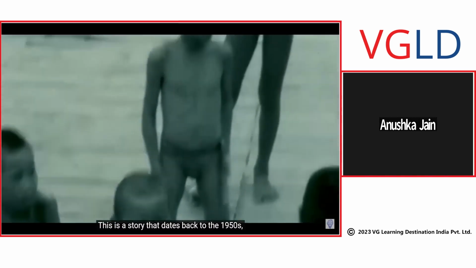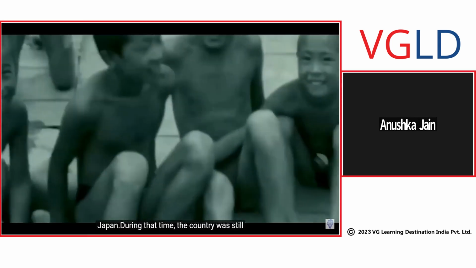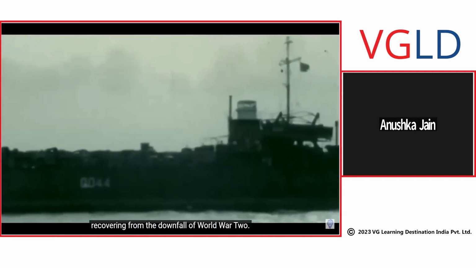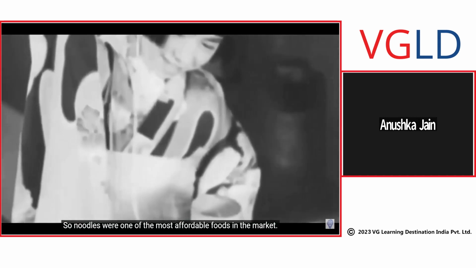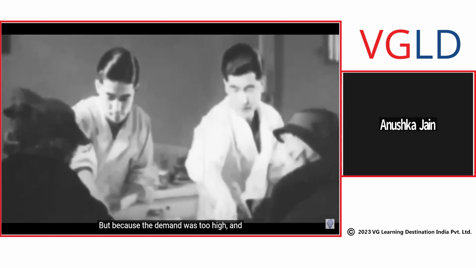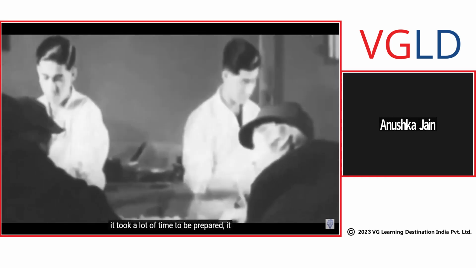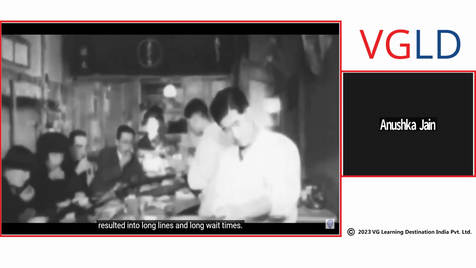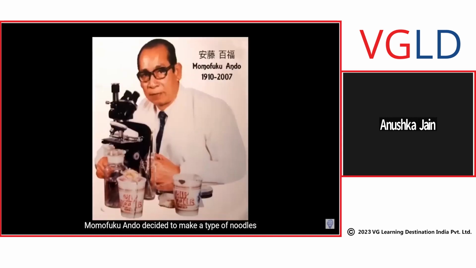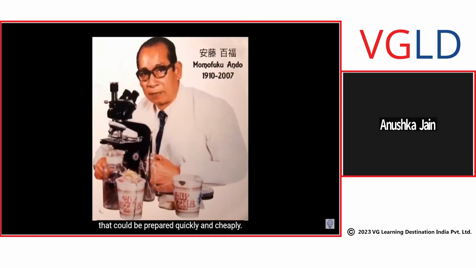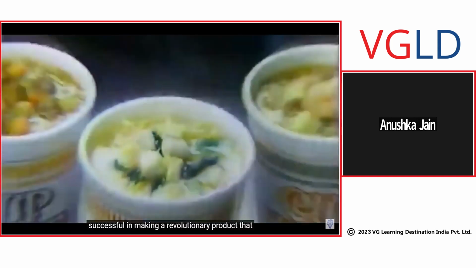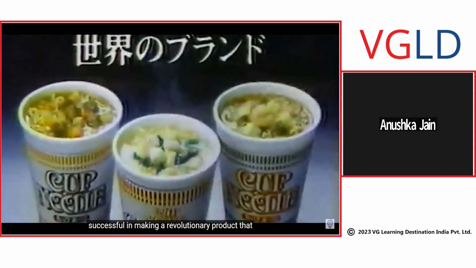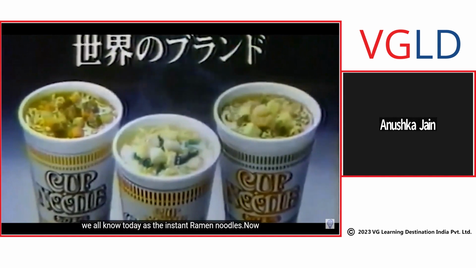This is a story that dates back to 1950s Japan. During that time, the country was still recovering from the downfall of World War II. So noodles was one of the most affordable foods in the market. But because the demand was too high and it took a lot of time to be prepared, it resulted into long lines and long wait times. This is when a curious Japanese man named Momofuku Ando decided to make a type of noodles that could be prepared quickly and cheaply. And after hundreds of iterations, he was finally successful in making a revolutionary product that we all know today as the instant ramen noodles.